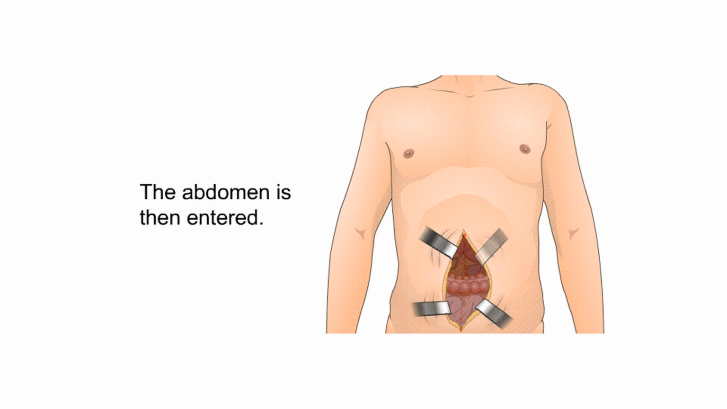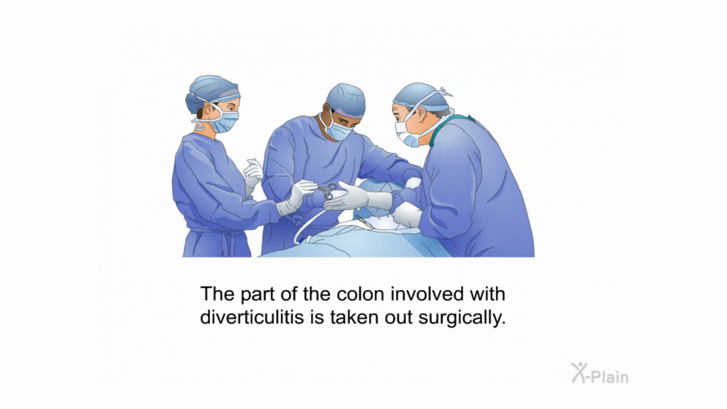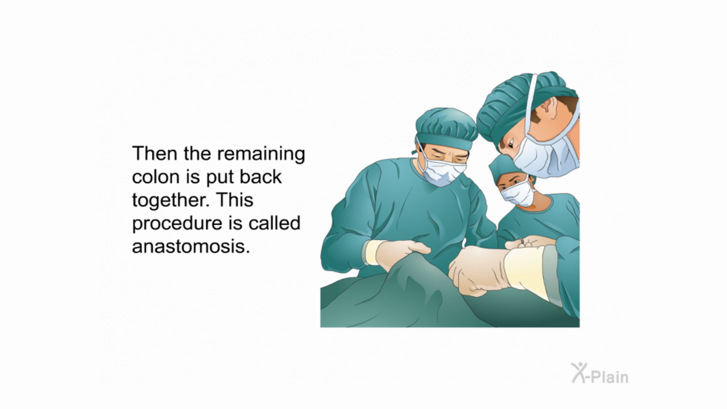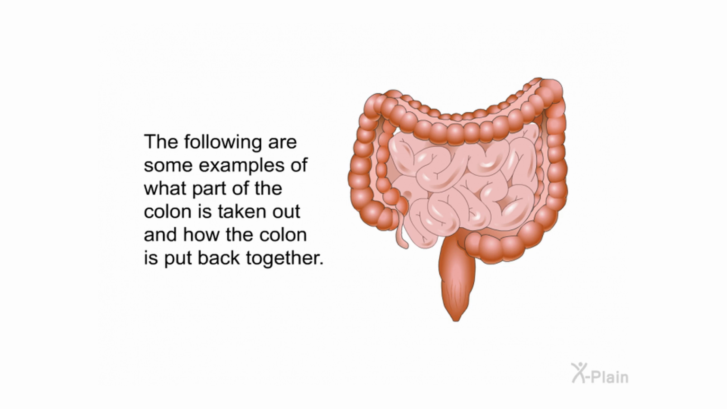The abdomen is then entered. The part of the colon involved with diverticulitis is taken out surgically. Then the remaining colon is put back together. This procedure is called anastomosis. The following are some examples of what part of the colon is taken out and how the colon is put back together.